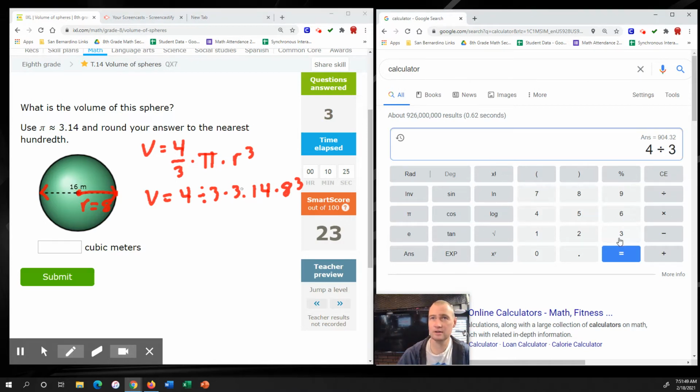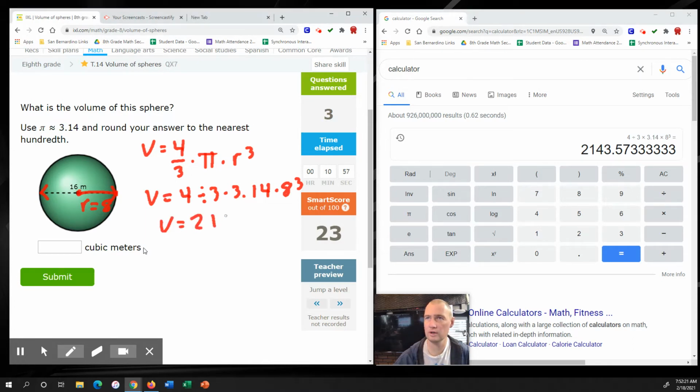4 divide 3 times 3.14, which represents pi, times 8. We're going to use the exponent tool, x to the y, and our exponent is to the third power. So notice I have 83. I did something wrong, so I'm going to go CE and try it again. There we go. We got a little tiny gray box. Hit 3. Now we're ready to go. All right, so we have a volume of, let's see, we got 2,143.57.